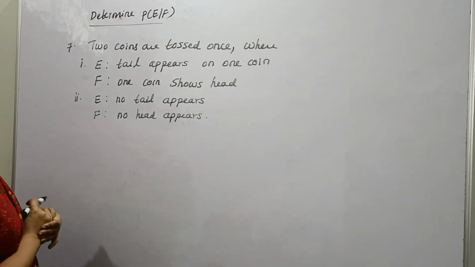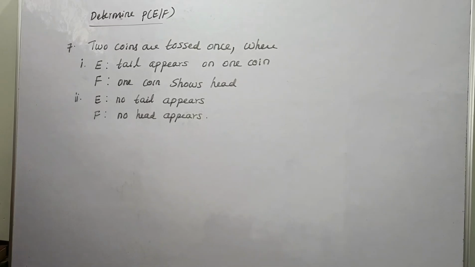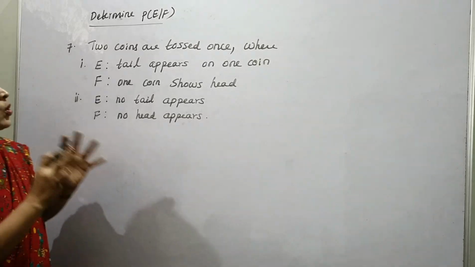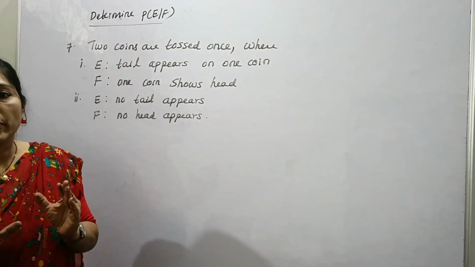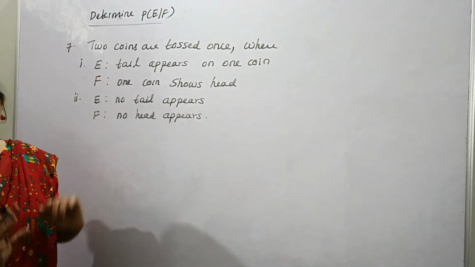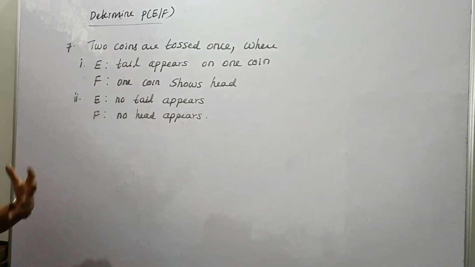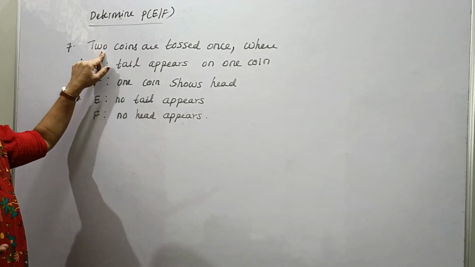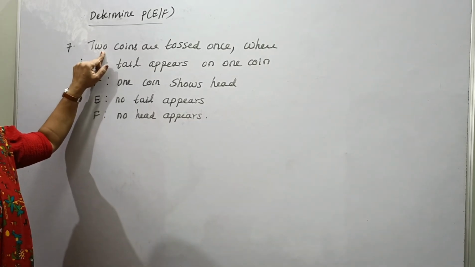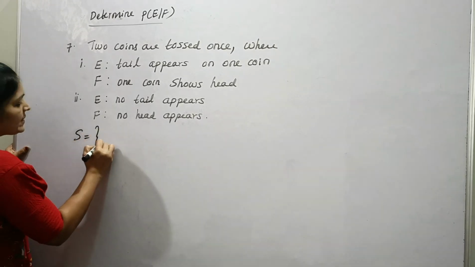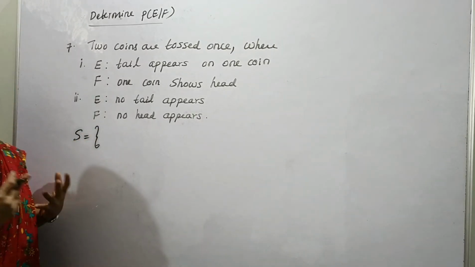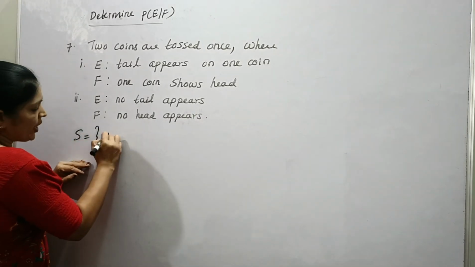Determine probability of E given F. 2 coins are tossed once where E is the event, tail appears on one coin, and F is the event, one coin shows head. Okay, so here also we have to find the conditional probability of E given that F has occurred. The experiment is 2 coins are tossed once. First of all, let's write the sample space. What are the possibilities when we toss 2 coins once?